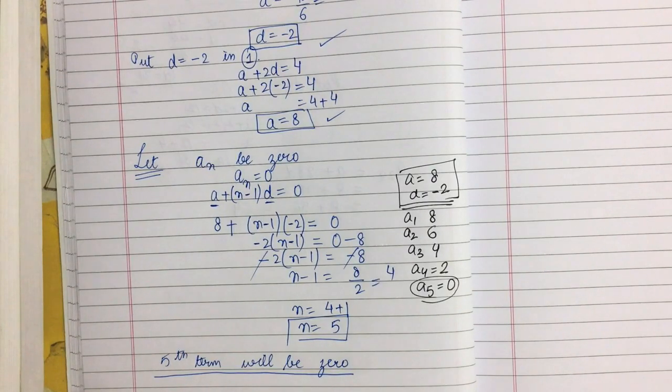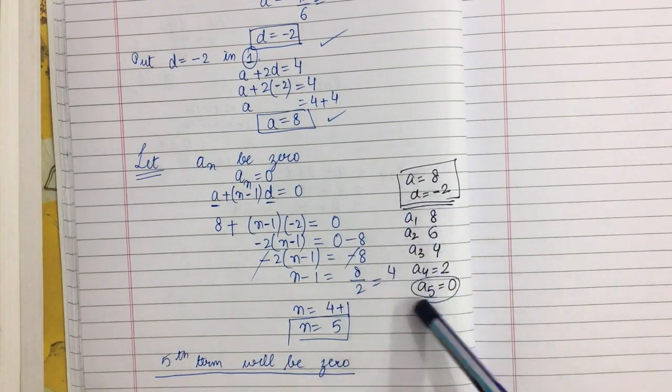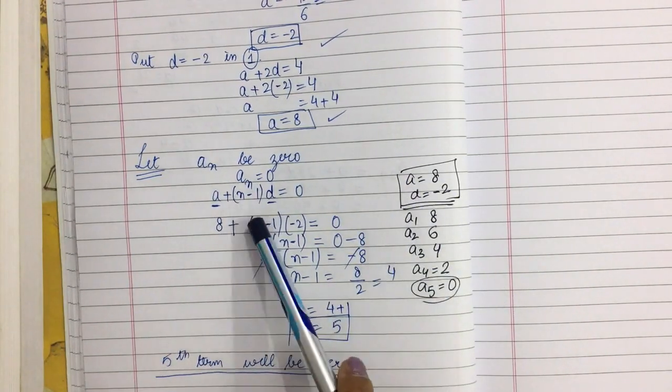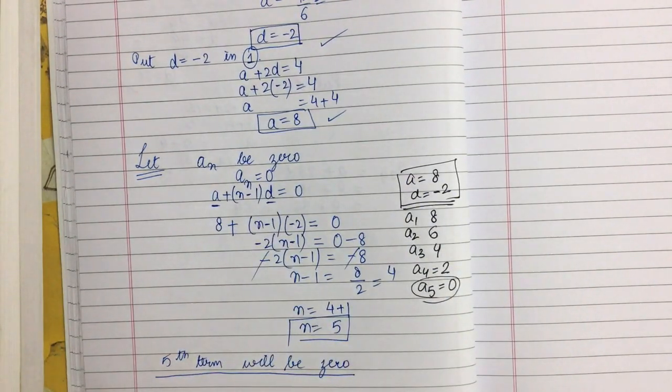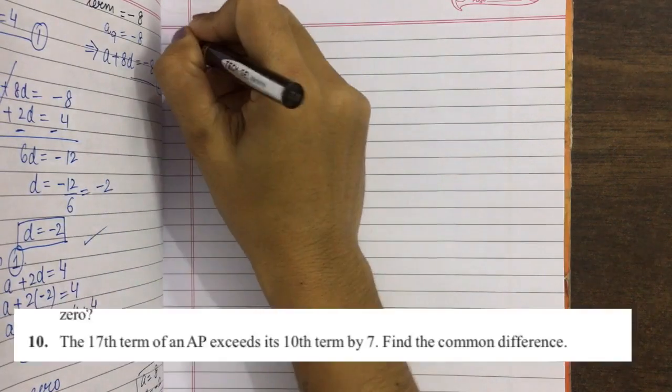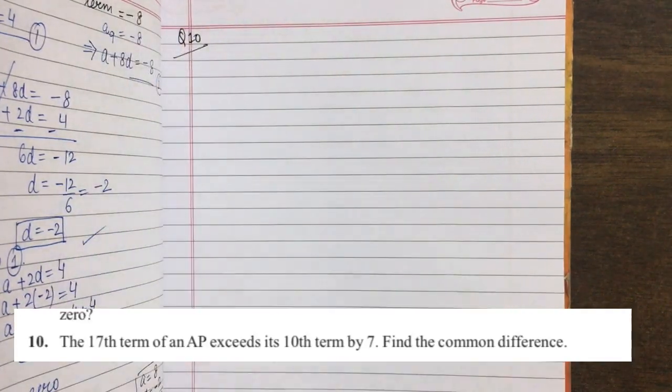At what place you will see 0 in the AP? We will see 0 at the fifth place. Fifth term of the given AP is 0. And it's not always possible to do it this way. That's why we work with the formula.